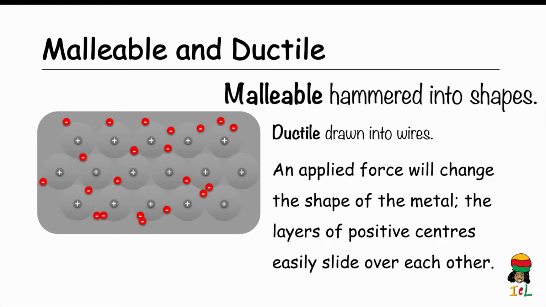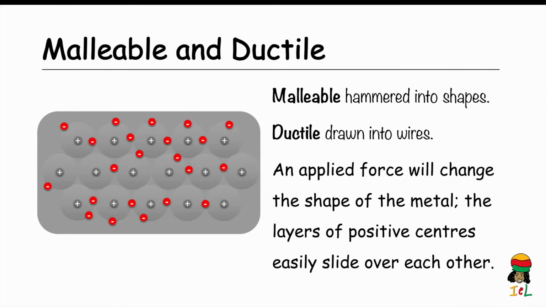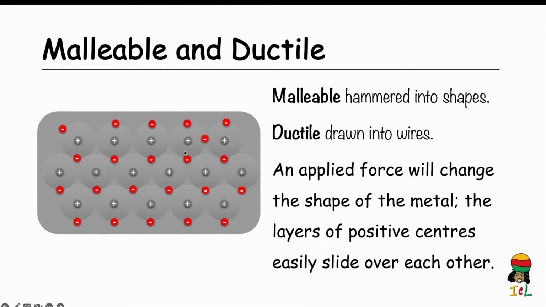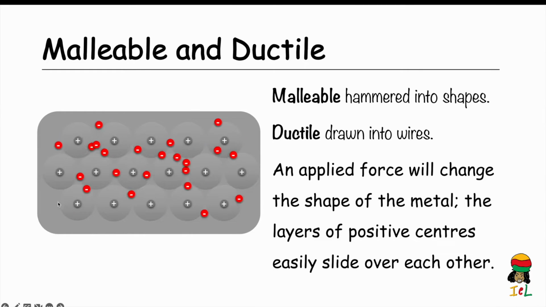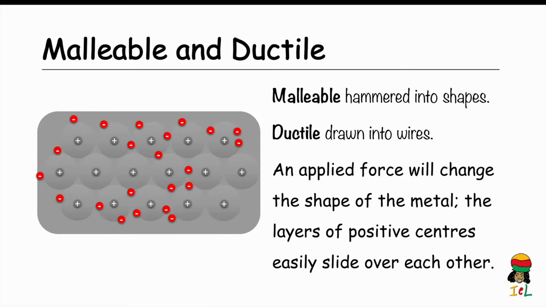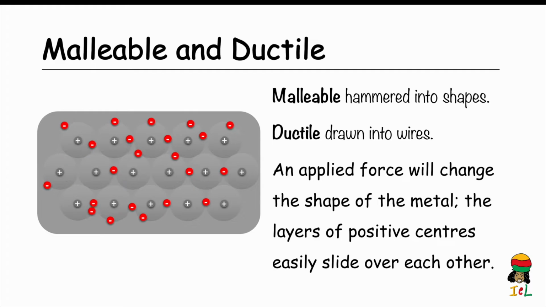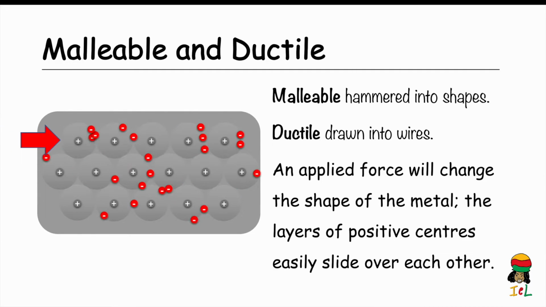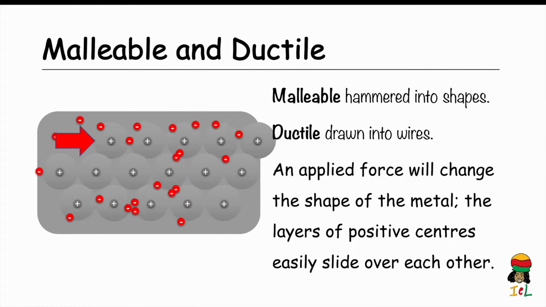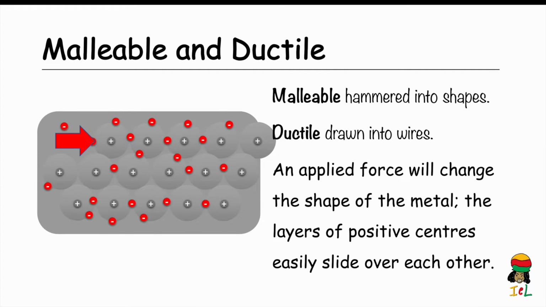Malleable means that metals can be hammered or rolled into flattened sheets or different shapes, while ductile means metals can be drawn into wires. The metallic structure consists of layers of positive centers or metal atoms that can slide over each other. As a result, the metal can be hammered or rolled into flat sheets or drawn into wires without breaking. When a force is applied to a metal, the layer of positive centers where the force was applied will slide over the other layers, changing the shape of the metal.